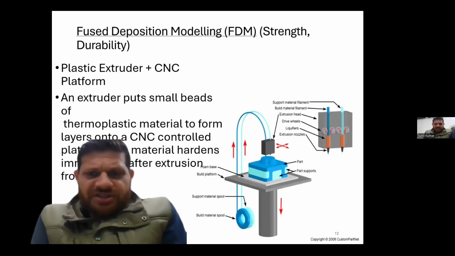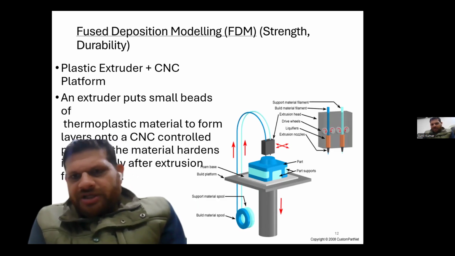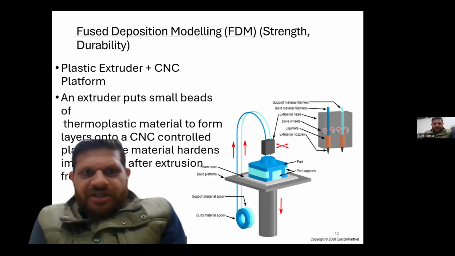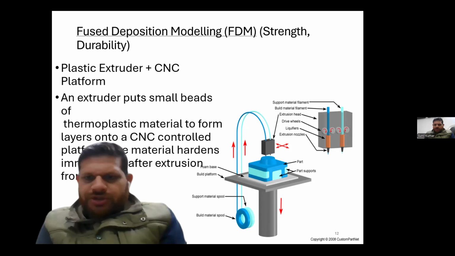And third, which is generally used or readily available in low cost 3D printers, is FDM, that is fused deposition modeling. In this, we have a plastic extruder plus a CNC platform. So the extruder puts small beads of thermoplastic material to form layers on a CNC controlled platform, and the material hardens immediately after extrusion from the nozzle.